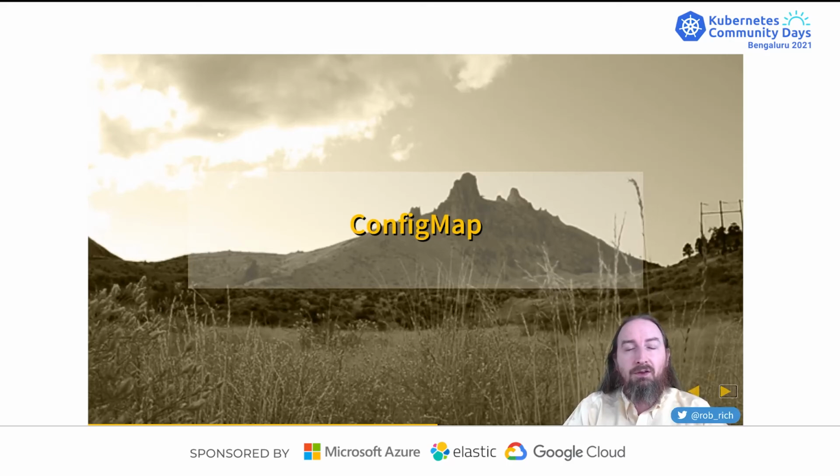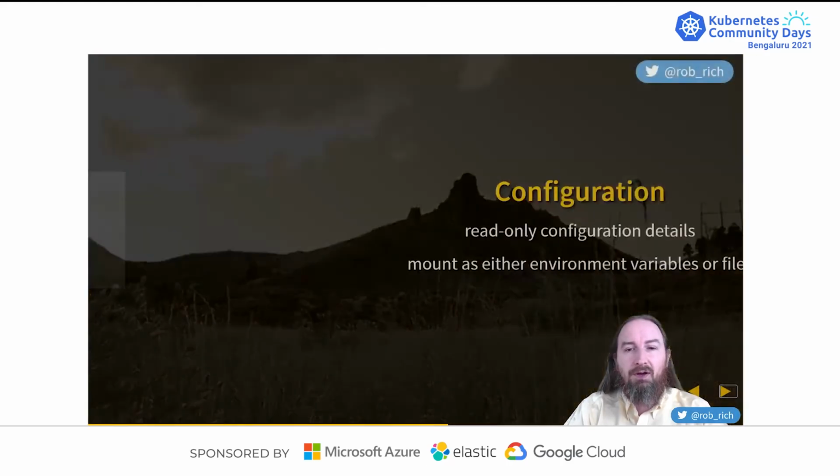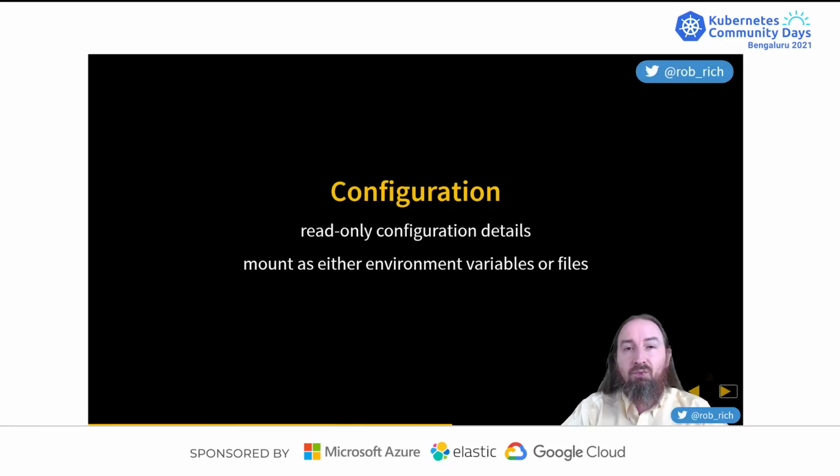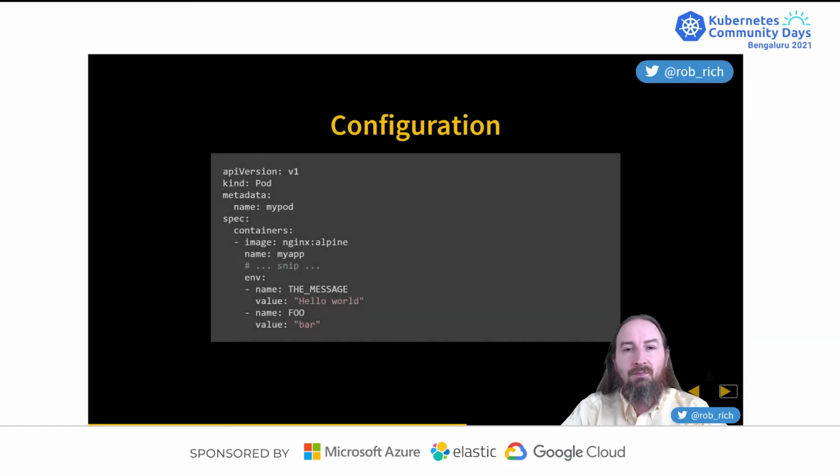ConfigMaps are a great way to do configuration inside of Kubernetes. Now these are read-only configuration details. I can mount them either as environment variables or as files. So here's an example configuration YAML file. I have my pod definition. Maybe this is part of a deployment, or maybe it's a separate pod definition.